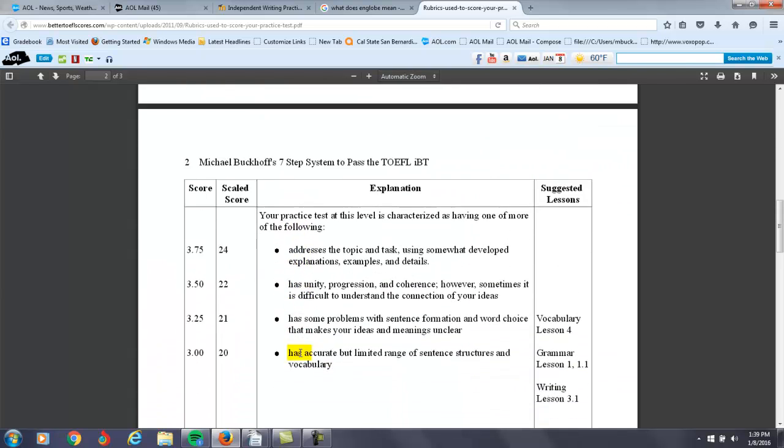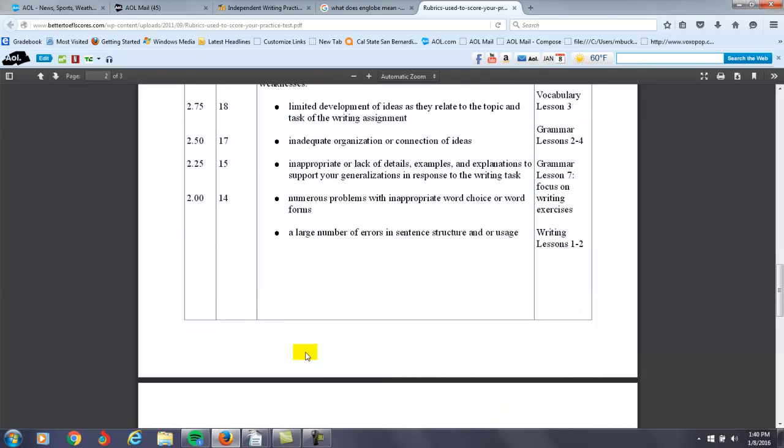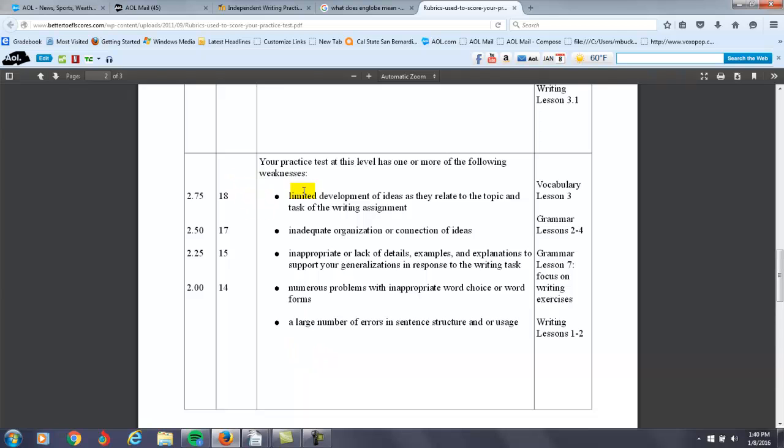You have 3, addresses a topic and task, still no. And then you have here, limited development of ideas as it relates to the topic and task of the writing assignment. So you have 1 or more of the following weaknesses. So I put you right now in the 2.75 out of 5, or 18 points out of 30, because you really didn't organize your essay accordingly.